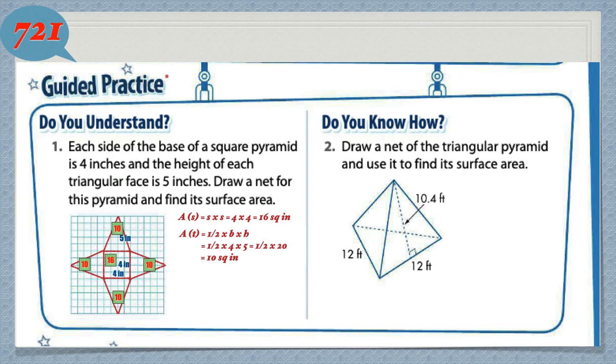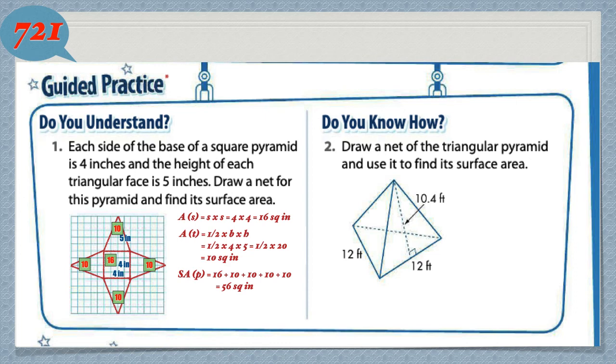Now to find the area of that pyramid, we are going to find the total of the areas of the square and its 4 triangular faces. So here we have 16 plus 10 plus 10 plus 10. So that is equal to 56 square inches. Okay, that is question 1. Let's go to question 2.